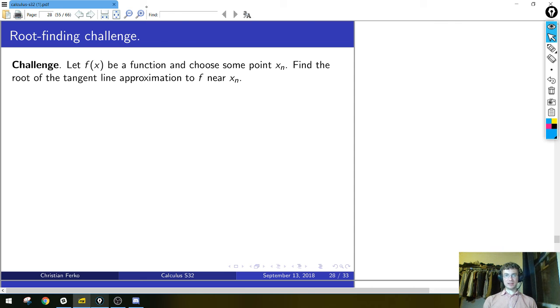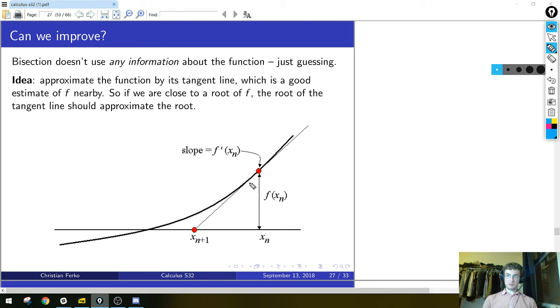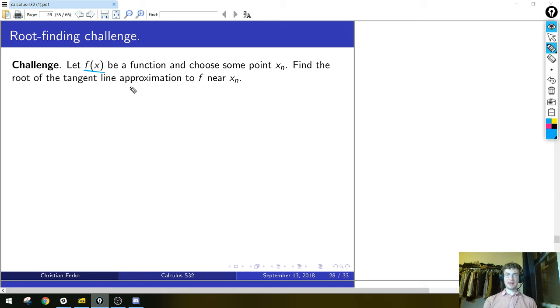So here's the challenge. Let's look at the picture we had a moment ago. So I told you we knew some point x sub n, and we knew the derivative f prime at x sub n, and we wanted to find this root, the place where the tangent line equals 0. So I will ask you now to tell me what algebra to write down to find what that new point is. So again, let f be a function and choose some point x sub n. How would you find the root of the tangent line approximation, which is in other words the place where the line approximating the curve hits 0, the root of the tangent line approximation to f near x sub n? What should I do for this?